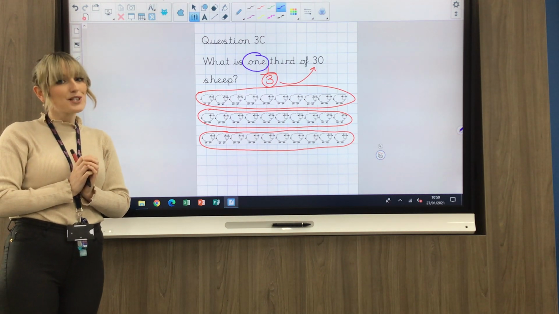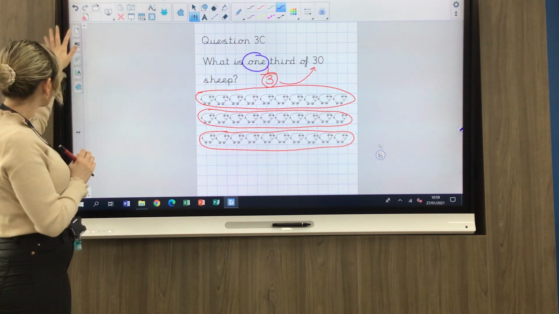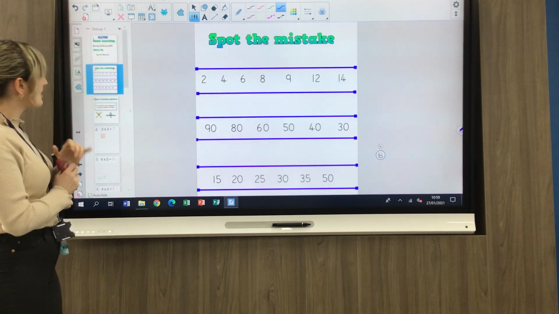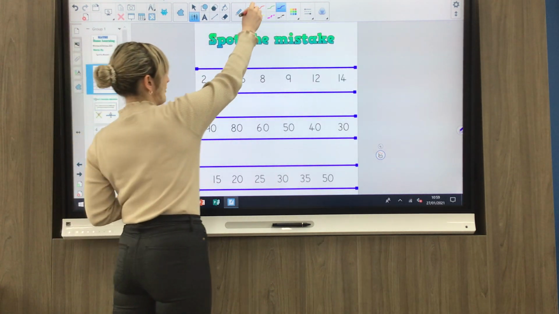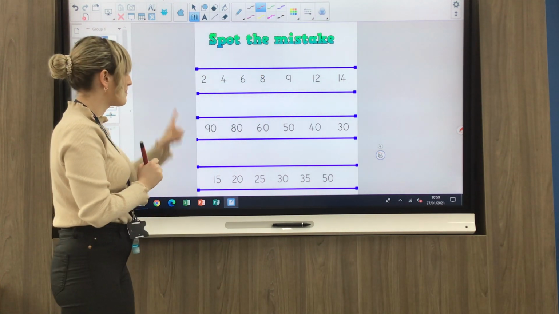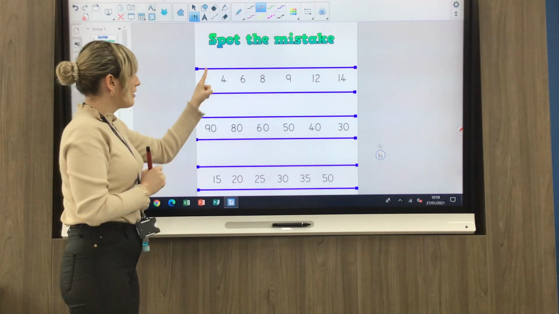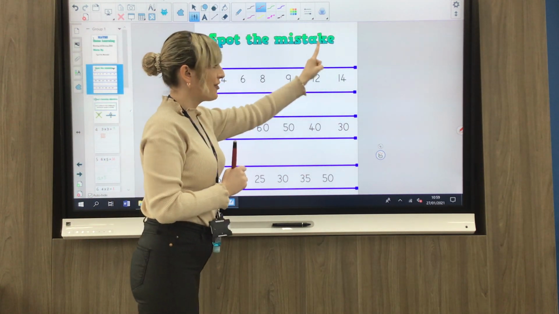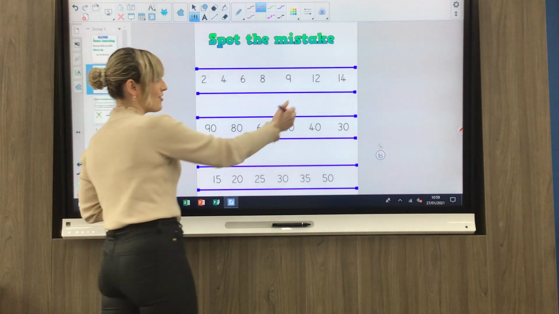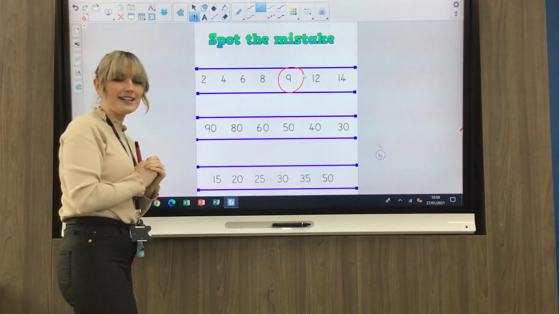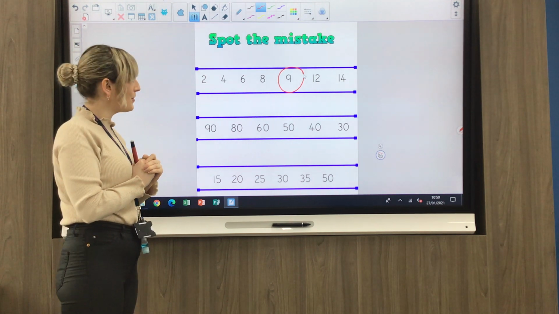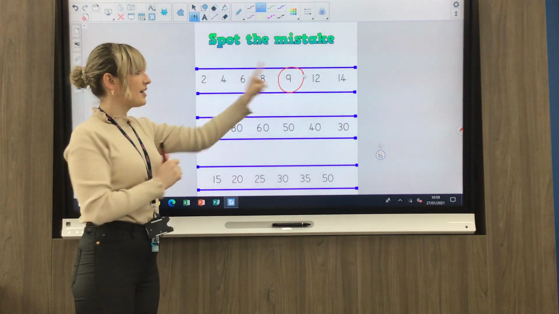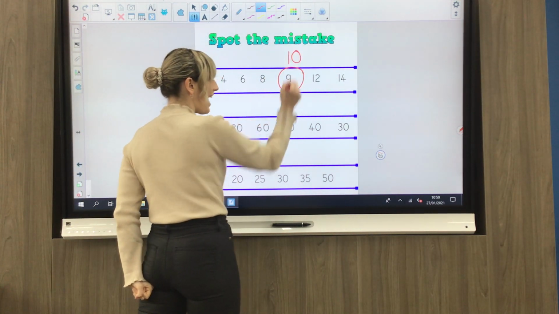Now, I did say we'll spot those mistakes at the end, so going back to your warm-up, let's reveal the mistakes. So, I'm going to get my red pen and circle the mistakes. So we've got, let's look at the first one, 2, 4, 6, 8, 9, 12, 14. Well done if you spotted that number 9 was a mistake and you wrote it on your board. We're counting in twos, aren't we? 2, 4, 6, 8. So that one should be 10.